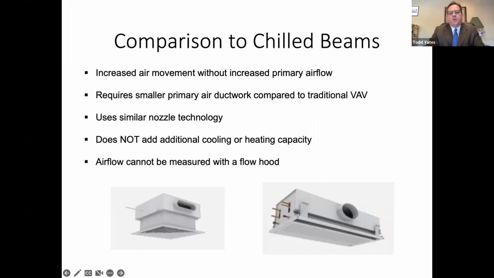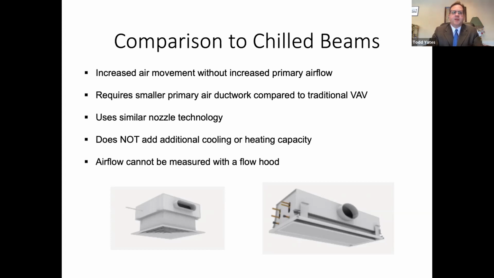So one thing that these did remind us of, and it's instructive to talk about, is chilled beams, because the same company makes chilled beams and uses some of the same technology. And we've balanced a lot of chilled beam projects, so that informs us a little bit about how these work and what we can and can't do with these.